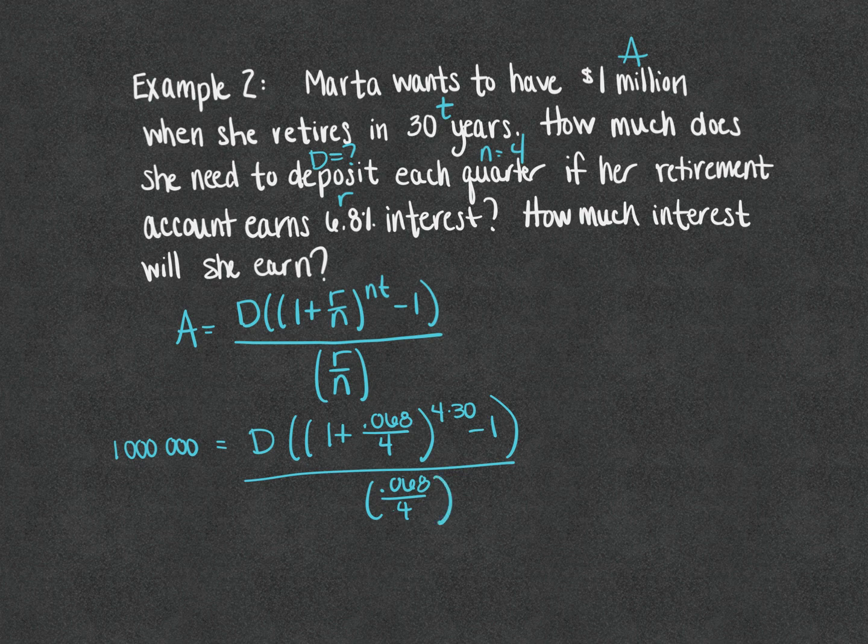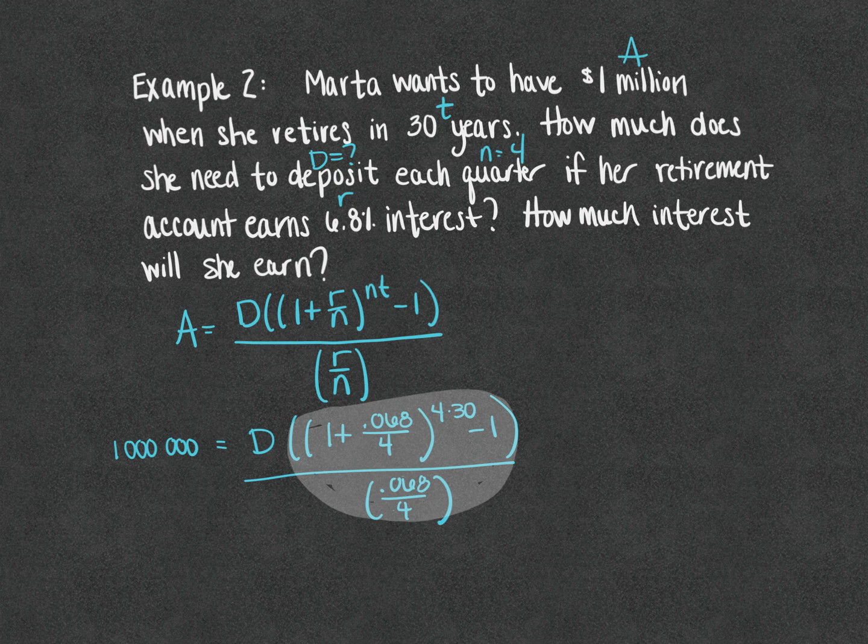Now, whenever you type this into the calculator, I do want you to be aware that this entire quantity over here is being multiplied by D. So whenever you calculate this whole thing, that is not the answer to the problem. That is the number you are multiplying by an unknown deposit amount to get to $1 million.